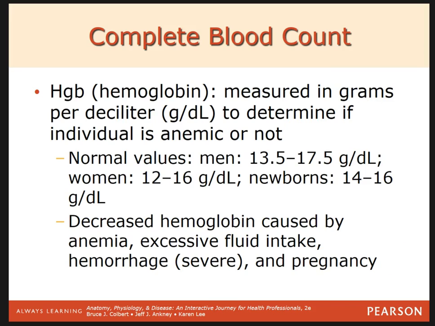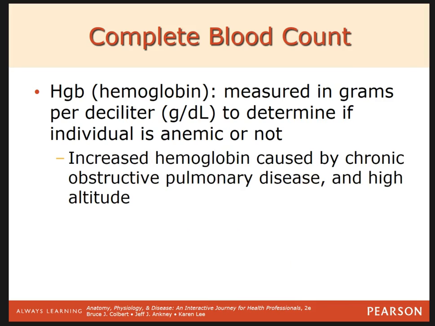Hemoglobin is measured in grams per deciliter. That's usually used to determine if a patient has anemia or not. The normal values for men are 13.5 to 17.5 grams per deciliter, and in women are 12 to 16 grams per deciliter. And in a newborn baby, they generally are 14 to 16 grams per deciliter. A decreased hemoglobin is caused by anemia, excessive fluid intake, which dilutes the amount in your body, hemorrhaging, and also during pregnancy. Increased hemoglobin can be caused by chronic obstructive pulmonary disease, or COPD, as well as high altitudes.